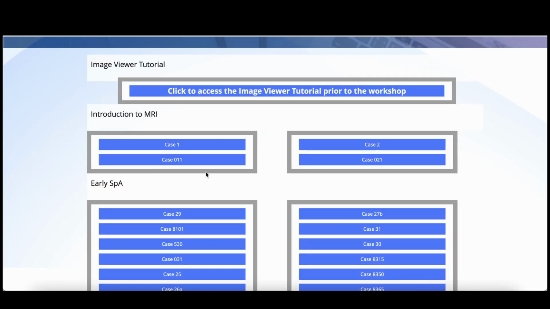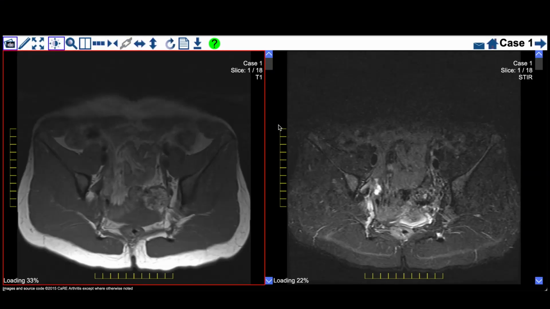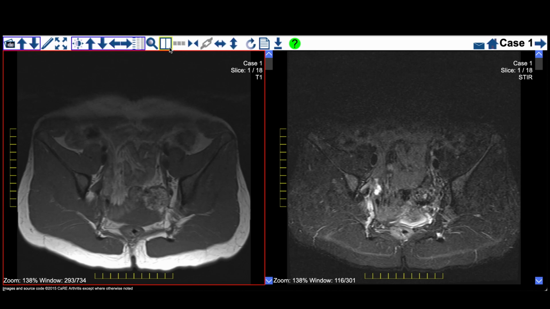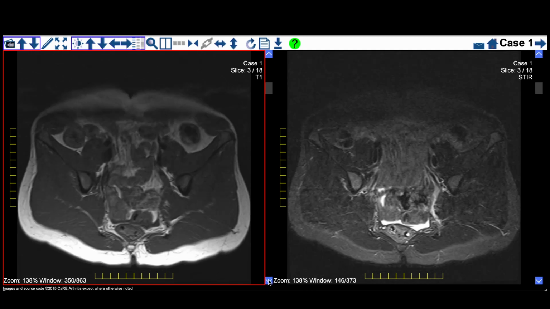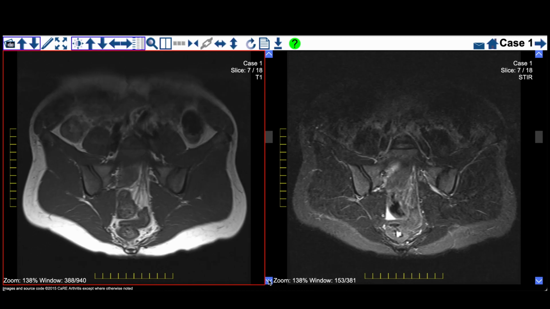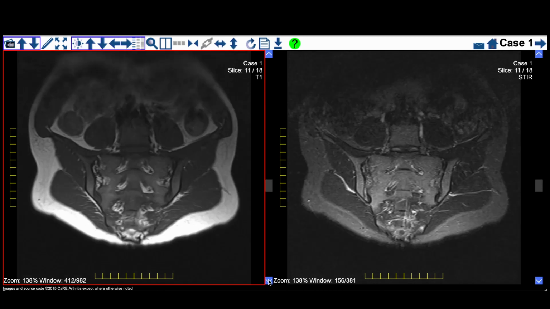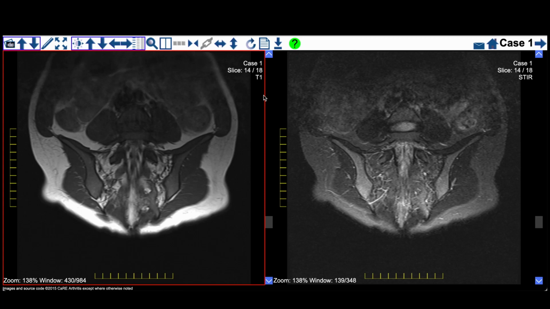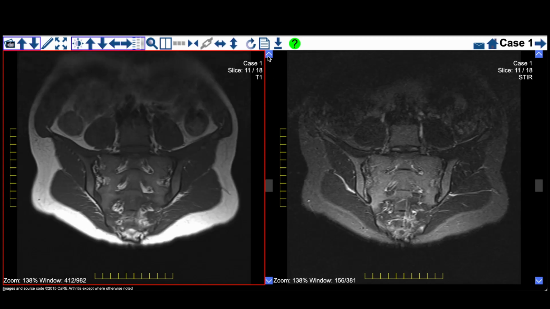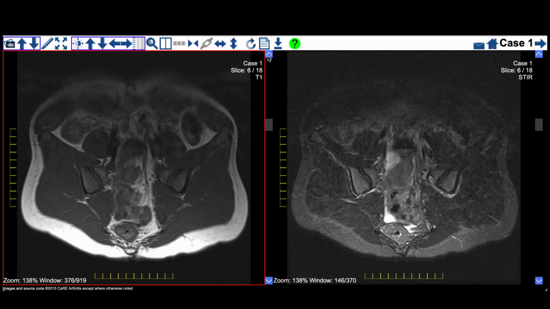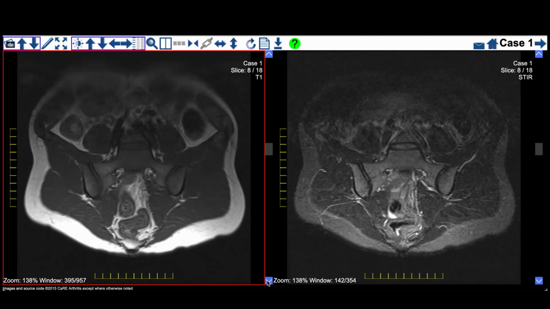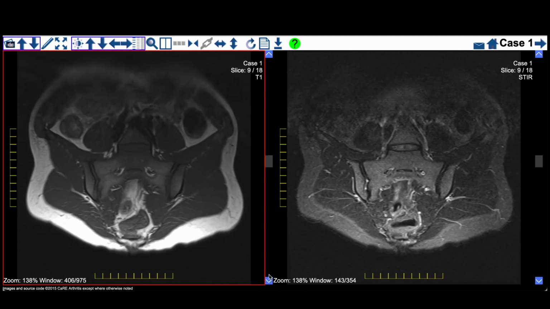So we're going to go now and first of all look at a healthy joint. And we have the T1 weighted image on the left side, and the STIR image on the right side. And this is now DICOM image viewing. And what I'm using is the DICOM image viewing software. And as I scroll through the joint by clicking on these arrows, we go from slice to slice from the front to the back of the joint.